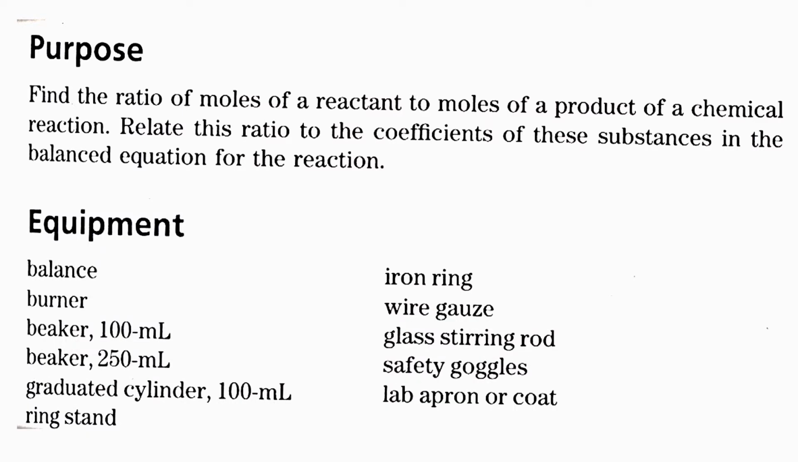The equipment will be a balance, a burner, a 100 milliliter beaker, a 250 milliliter beaker, a 100 milliliter graduated cylinder, a ring stand, iron ring, wire gauze, glass stirring rod, safety goggles, and a lab apron or coat.